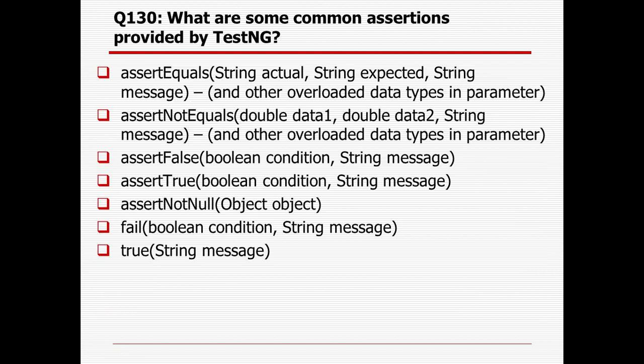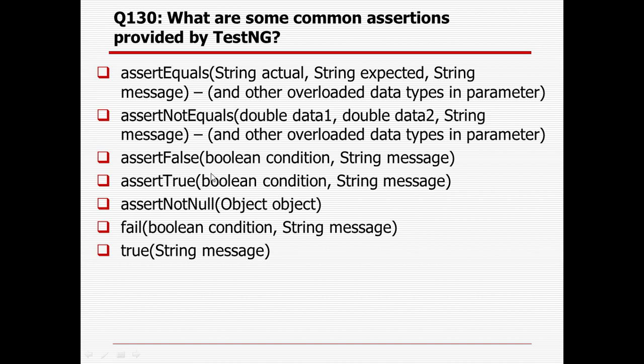What are some common assertions provided by TestNG? You can see assertEquals. You need to give the actual string and the expected string. In case they are not matching, you can give a string message or error, and it will print it. Similarly, assertNotEquals: you can give data 1 and data 2, and if they are not matching, it will give you the string message.